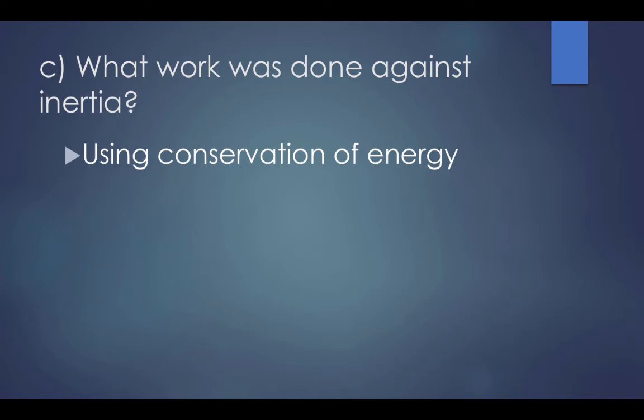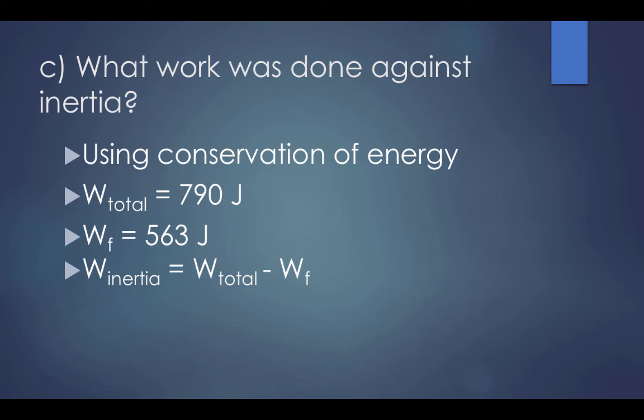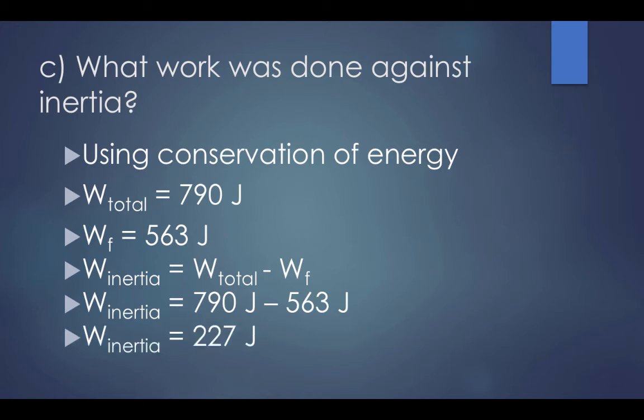We can also solve for work against inertia by using the law of conservation of energy in a closed system. Total work was calculated earlier as 790 joules. Of that total, 563 joules was used against friction, leaving the work remaining to overcome inertia as total work minus work against friction. That's 790 minus 563. Work against inertia by the applied force is 227 joules, which is the same value calculated using net forces from the last slide.